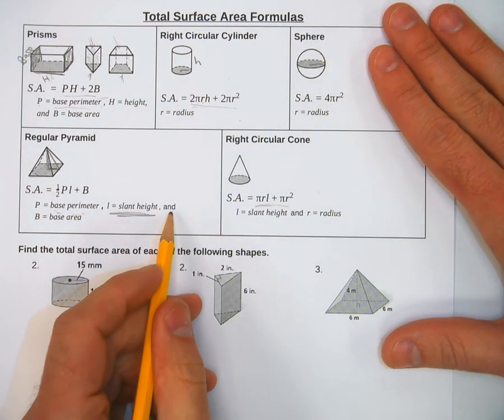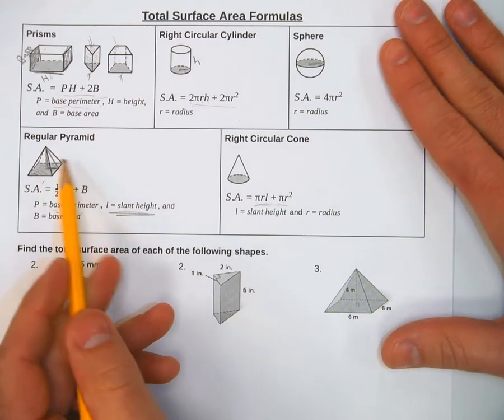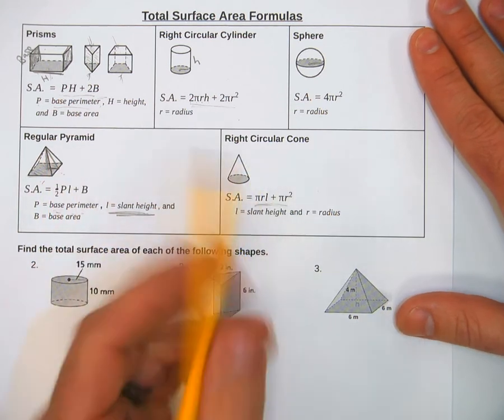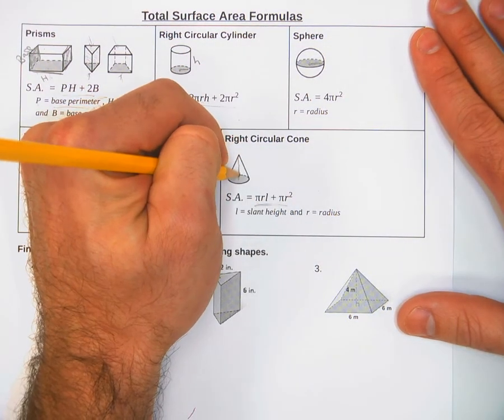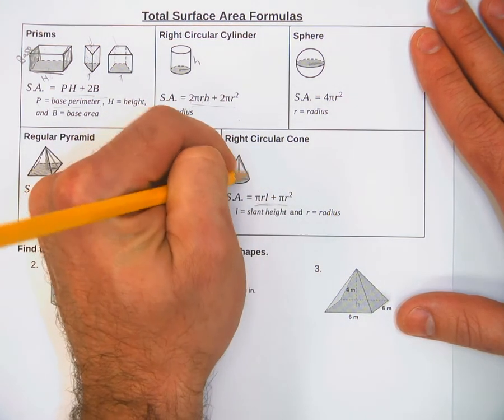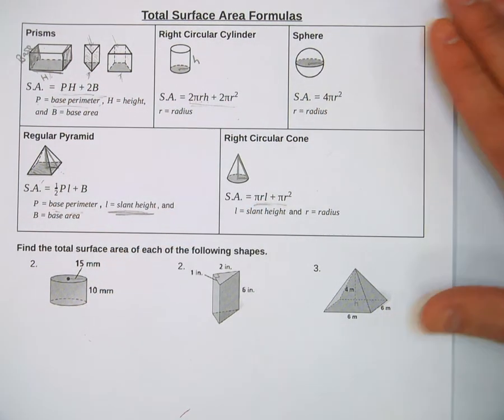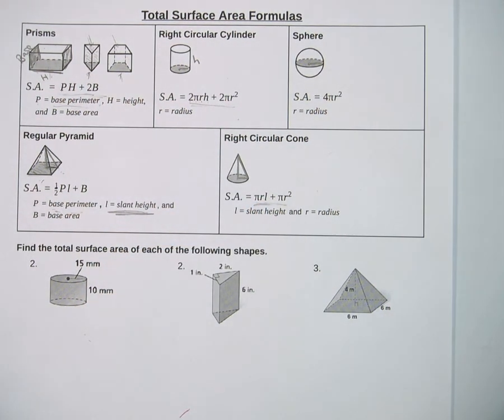So then the base area, again, is just length times width down here to find your area. But that slant height is going to come in on both the regular pyramid and on the cone. We're going to have to do the same thing, where we find the altitude and the radius and use those to find our slant height, that L, the slant height again. So let's put this to work.